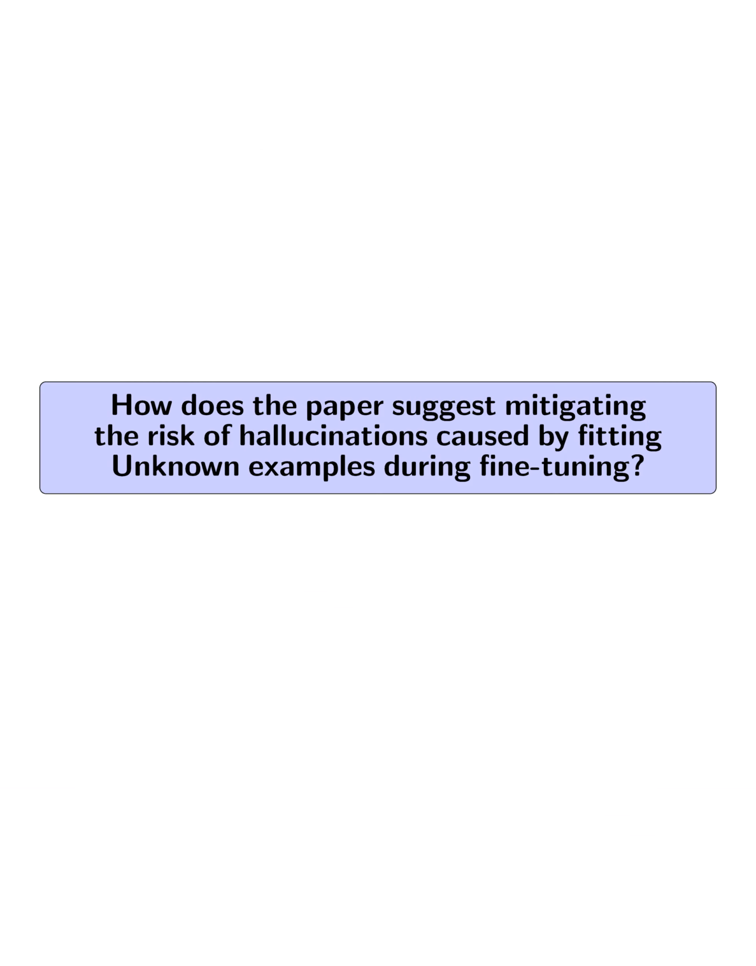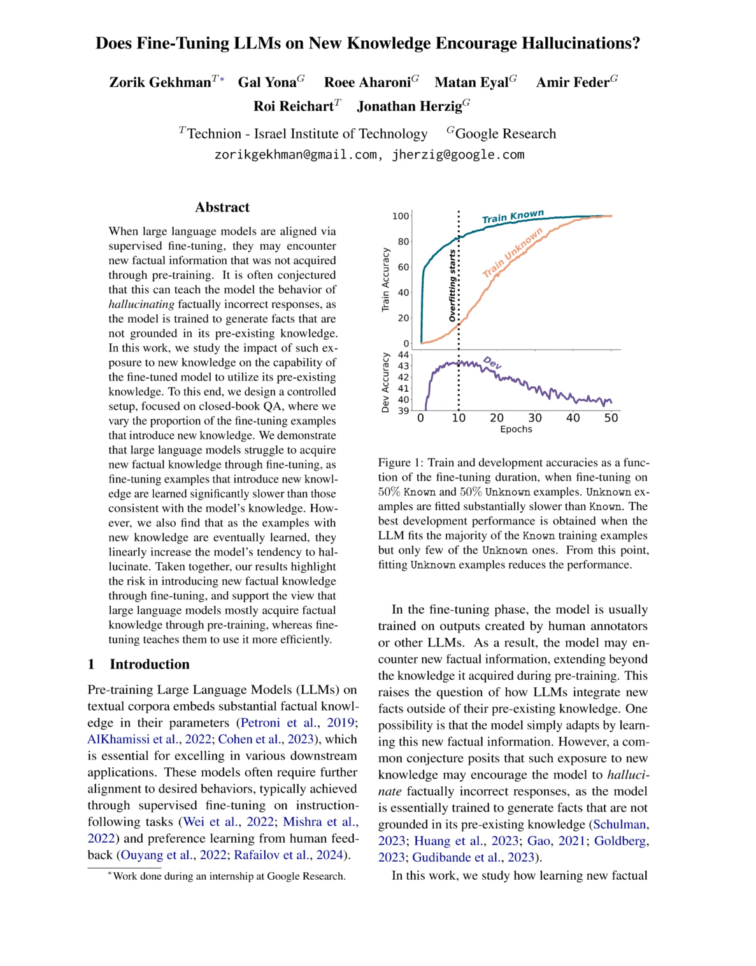How does the paper suggest mitigating the risk of hallucinations caused by fitting unknown examples during fine-tuning? The paper suggests mitigating the risk by using early stopping to avoid overfitting. The study shows that fitting unknown examples leads to performance degradation, especially in later training stages, which can result in hallucinations. By stopping the training early, before the model completely fits the unknown examples, the risk of hallucinations can be minimized.